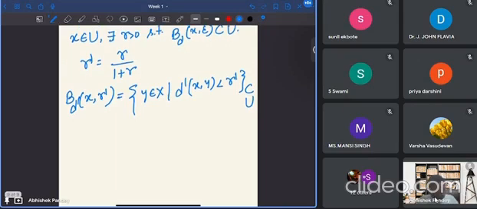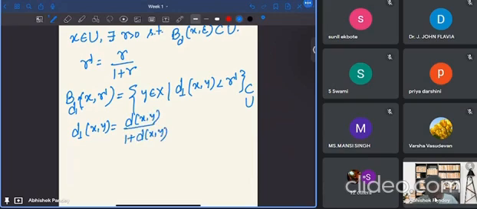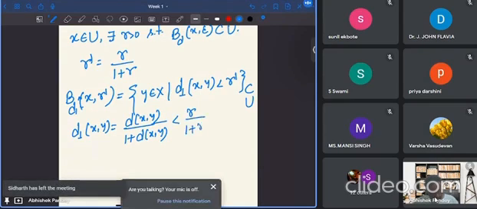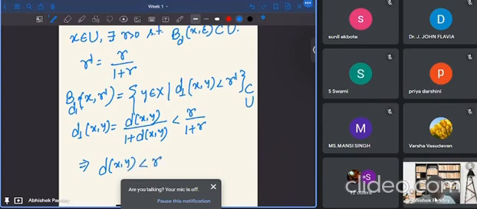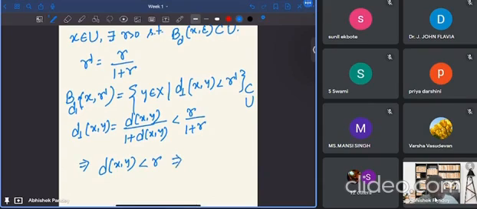Okay, so what is this basically? Wait a minute, so this would be d1. So we have to see whether this thing is contained in this one or not. Now d1 of x comma y is what? d of x comma y divided by 1 plus d of x comma y, which is less than r dash, and r dash is nothing but r upon 1 plus r, and this will give you d of x comma y is less than r. Okay, means this implies y belongs to B_d(x, r).